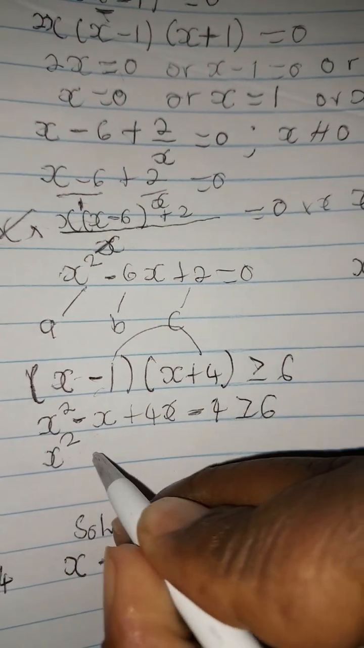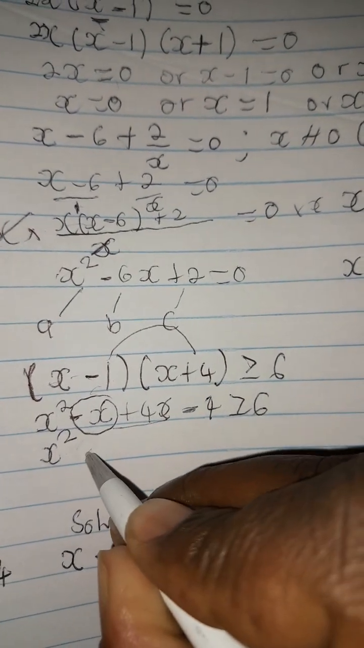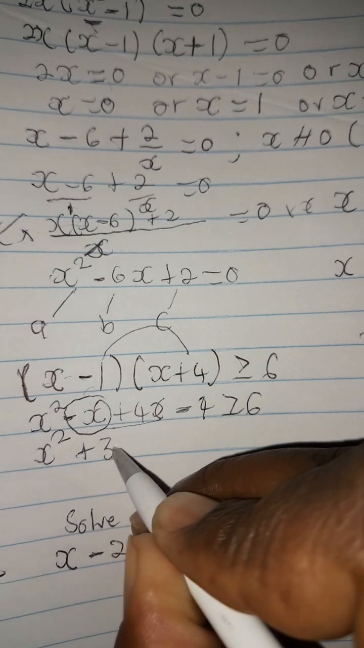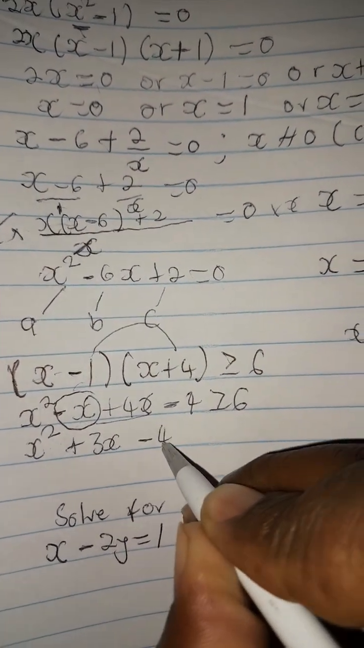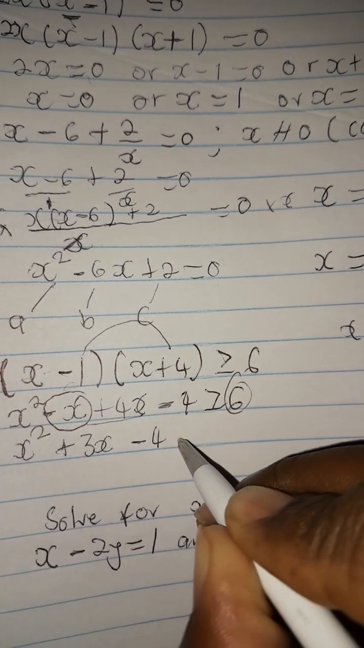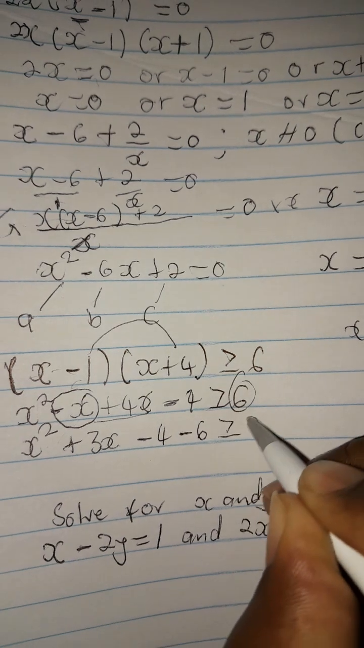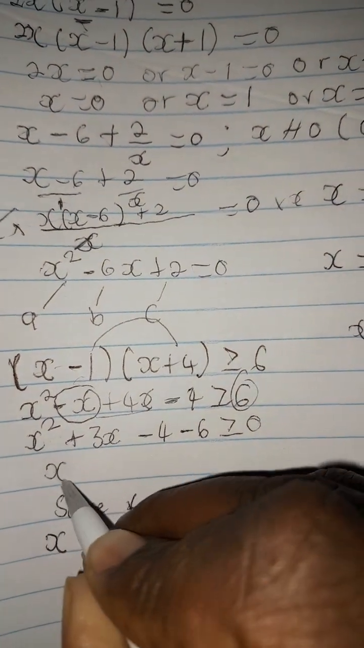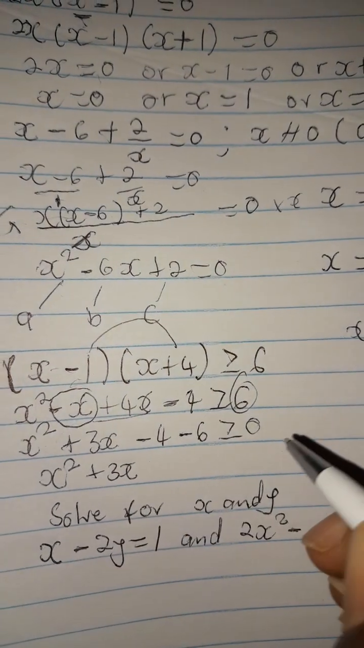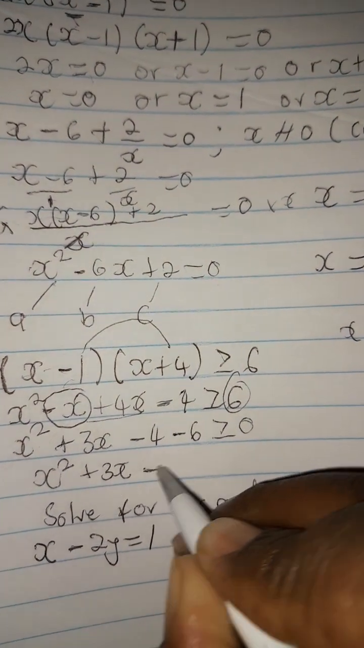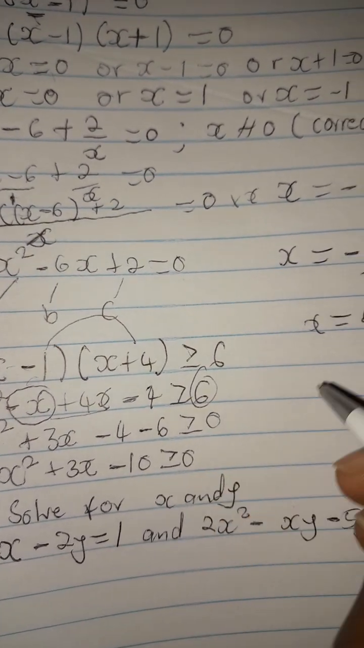So we have x squared here. So we have -x plus 4x. That's the same as plus 3x in this case. So we have -4. You can take 6 to the other side. So it becomes -6 greater or equal to 6. So what are we having there? x squared plus 3x, -4 minus 6, that's -10. So we have greater or equal to 0.